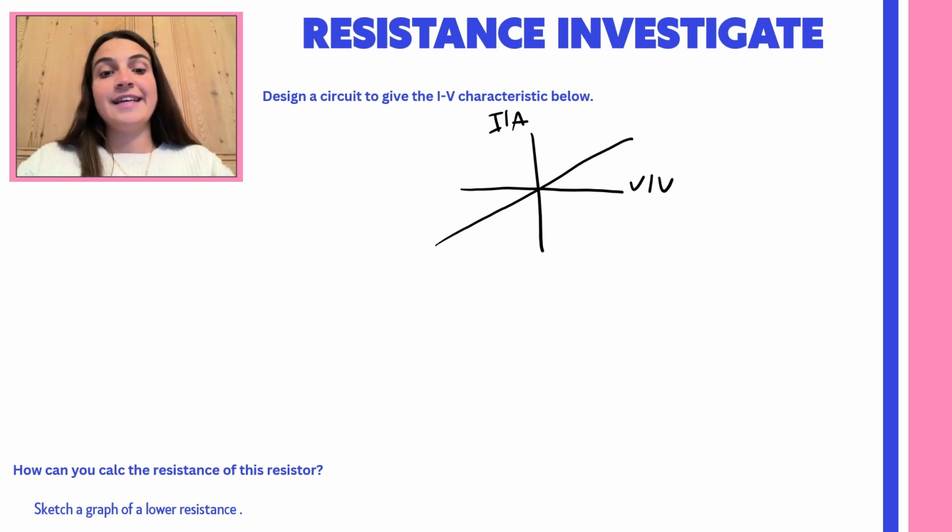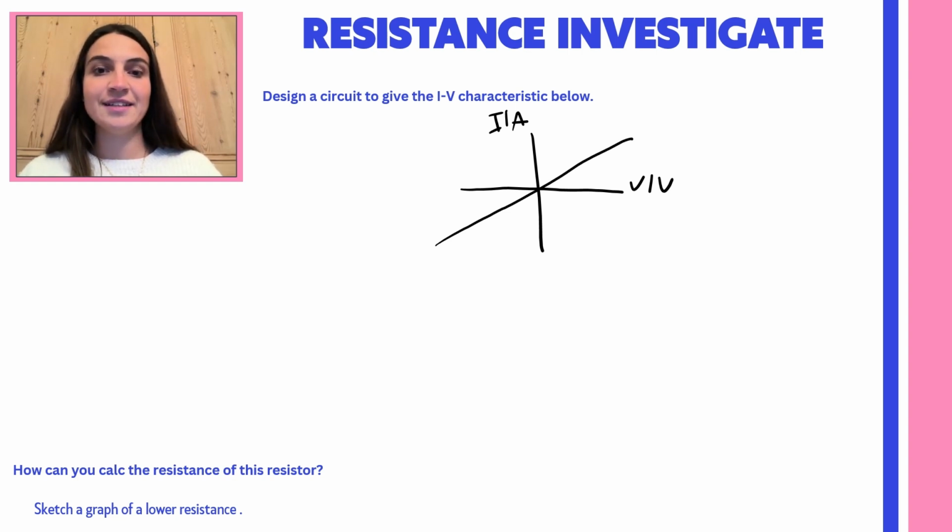Okay, design a circuit to give the IV characteristic below. So this is an IV characteristic that has this directly proportional line, and that lets me know, since this line has a constant gradient, this component must have a constant resistance, so it must be just a fixed resistor.